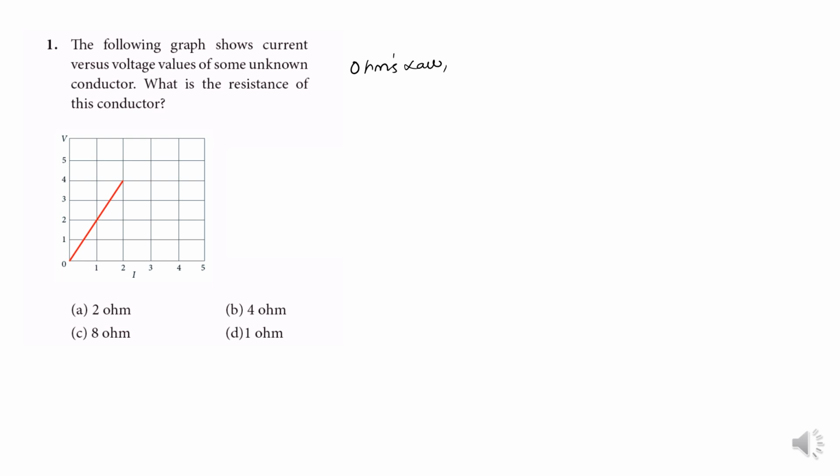So Ohm's law is V is equal to R into I. So this is in the form of an equation of a straight line, y is equal to mx. So here the analogous is, in the place of x we have I. Current is given in the x-axis, voltage is given in the y-axis, so in the place of y we have voltage. So the slope of this line is the resistance of the conductor.